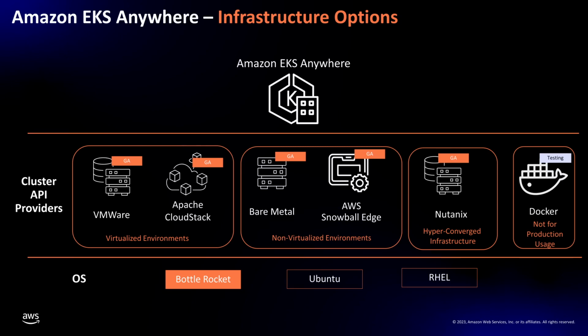And then for testing, and we really like to make this clear, for testing and just playing around with understanding the product, we do also support running effectively in Docker through Kind. And I mentioned Bottlerocket. All of these things are GA right now. And I mentioned Bottlerocket as the first class operating system, but we also support Ubuntu and RHEL.